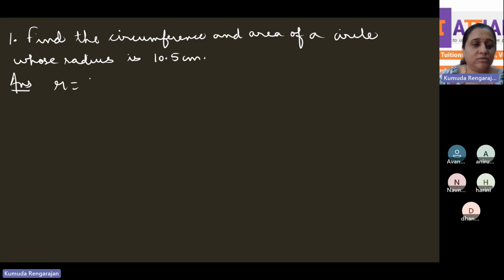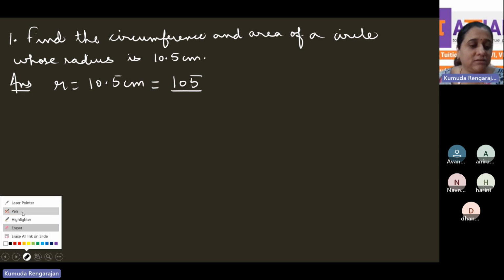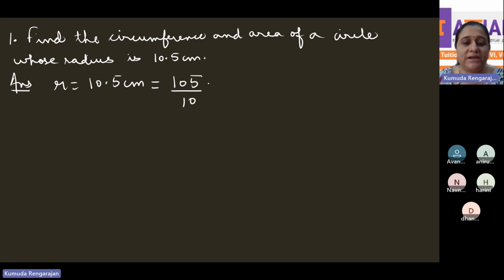So R is equal to 10.5 centimeters. If you're not comfortable with the decimal value, you can convert that to a fraction. That is nothing but 105 by 10. And what is 105 by 10? Simplify: 21 times 5 twos are 21 by 2 centimeter.